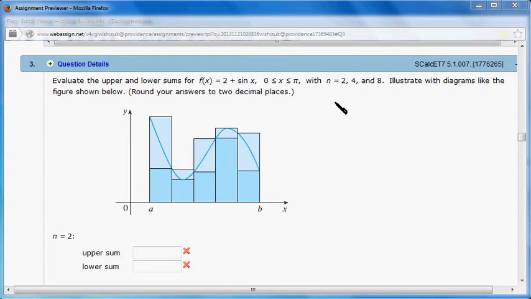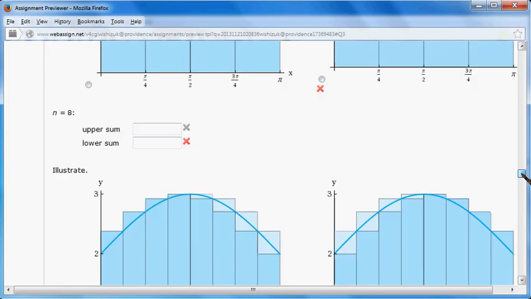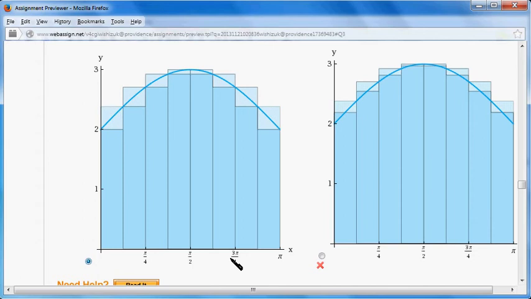I'll do the case with n equals 8. First I'm going to go down to n equals 8, so the correct picture would be this one right here. For the upper sum, to determine the height of the rectangle, you use the right endpoint for the first half, and for the second half, use the left endpoint. So let's do that.